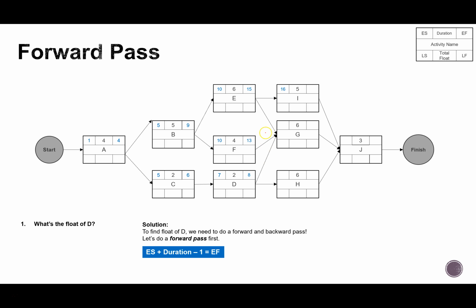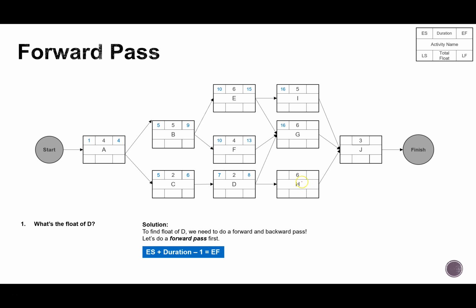So I actually need to choose the highest number for this early finish, which would be 15 over here from activity E. So that means that activity E is the one that finishes on day 15. F finishes on day 13, D finishes on day 8, much earlier than activity E. So I'm going to start activity G on day 16.